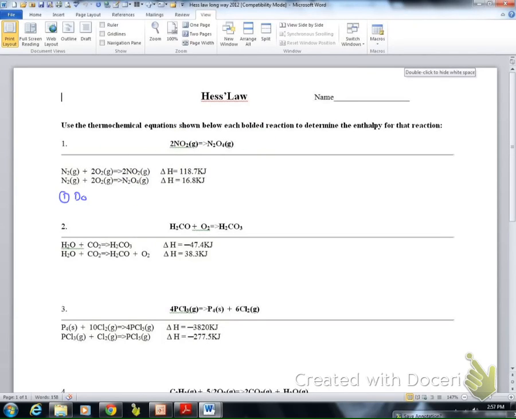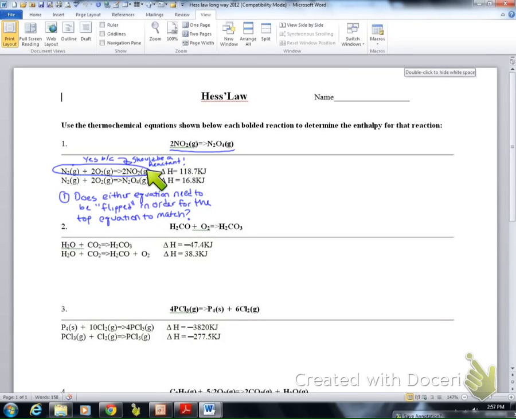So the first thing that I need to do is identify, do either of the equations shown right there need to be flipped in order for the top equation to match? And so what we can look at is say, well, this top equation right here has 2NO2 as a product, and it has 2NO2 in my parent equation as a reactant. So what I need to do is I need to flip this equation.